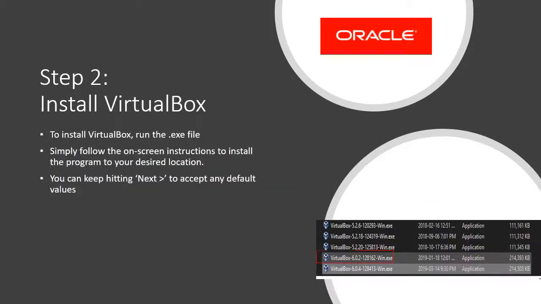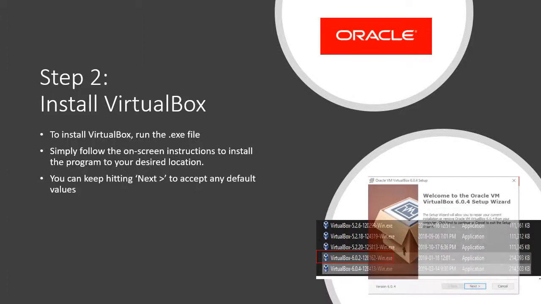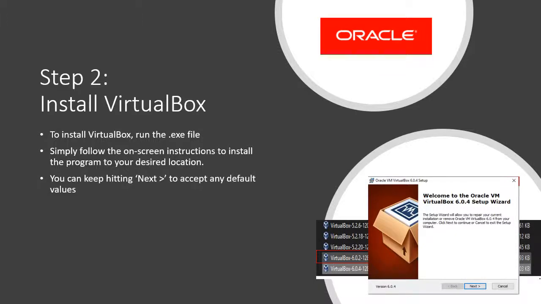Okay, once you've downloaded VirtualBox, you'll want to install it. So just run the executable file you've downloaded and just keep hitting next to accept any default values and then click install and you should be good to go. If you need to change the location of the installation, then when you get to that menu you might want to change that manually, but we won't be covering that in this guide.